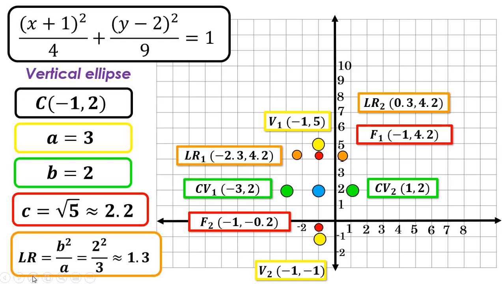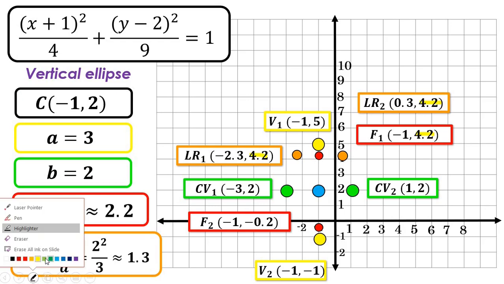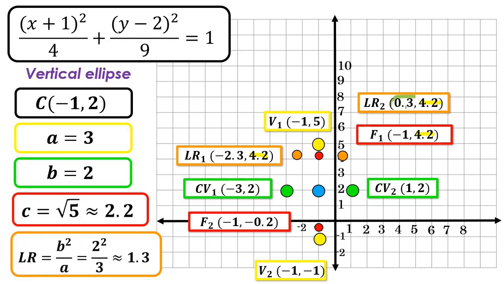Again, the y-coordinates of the latus rectum endpoints and the focus will be the same. What is changing only would be their x-coordinate because the movement is horizontal. So starting from -1, we counted 1.3 units to the left, which is the same as subtracting 1.3 from its original position, -1. So -1 minus 1.3 is -2.3. That's why we got these coordinates.